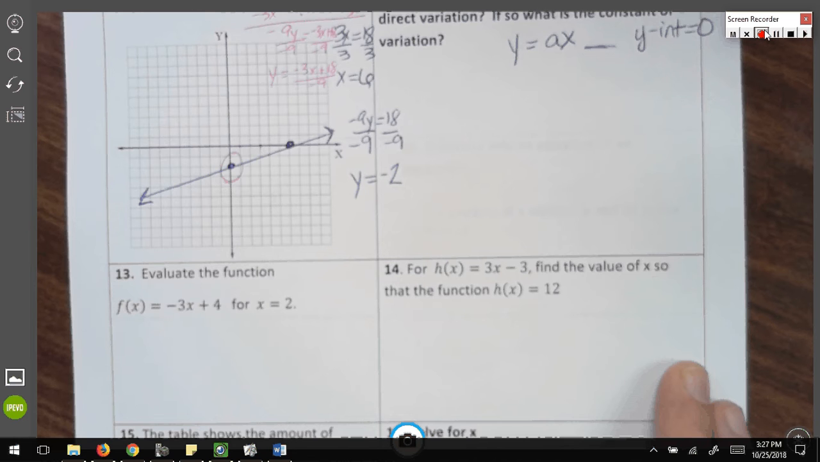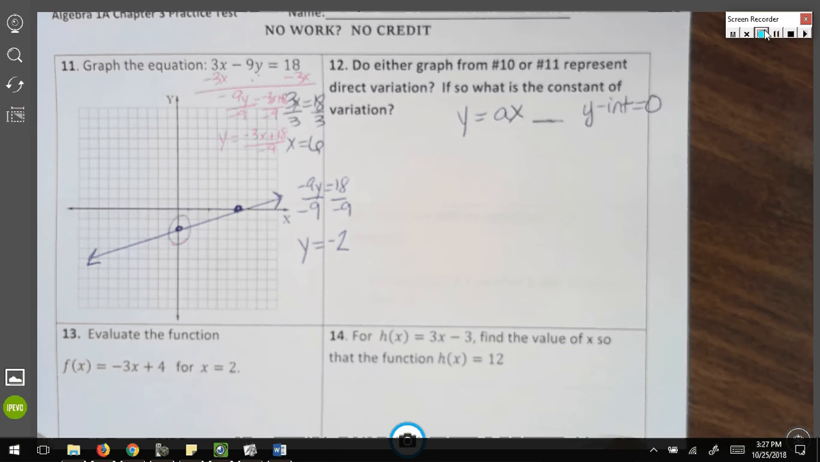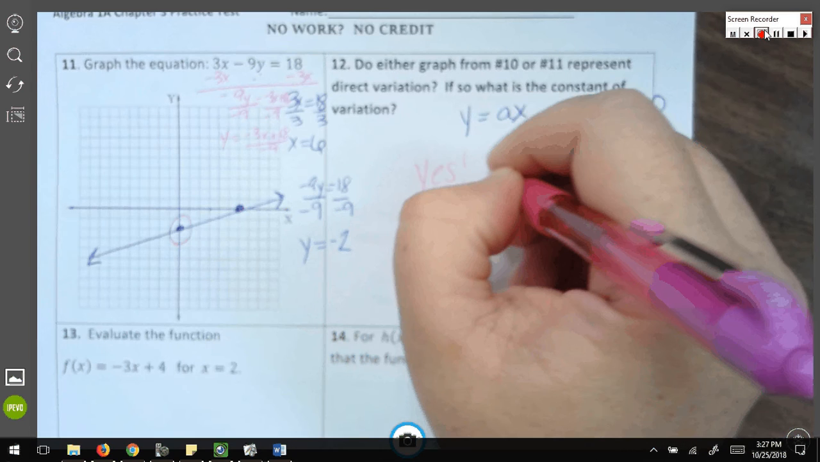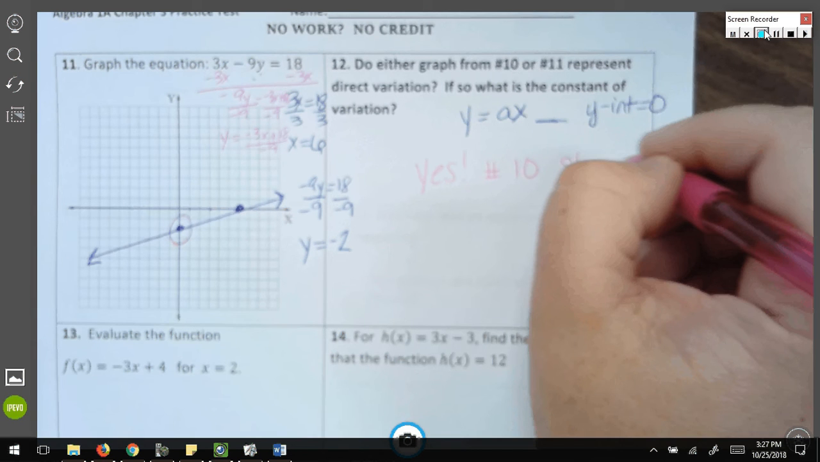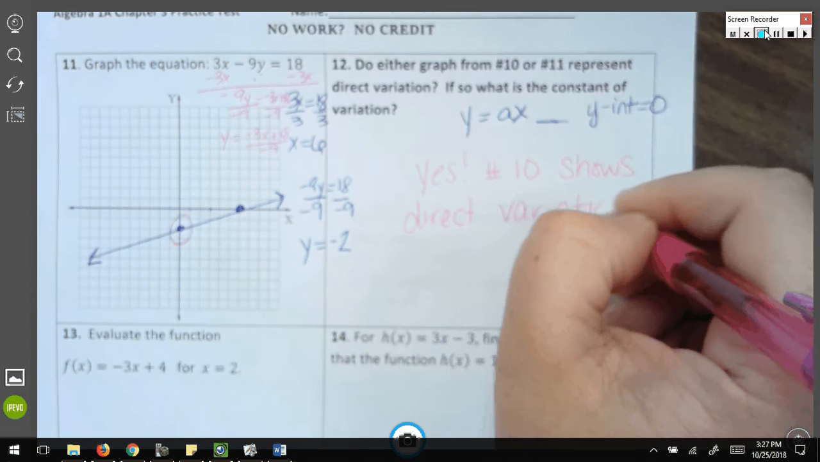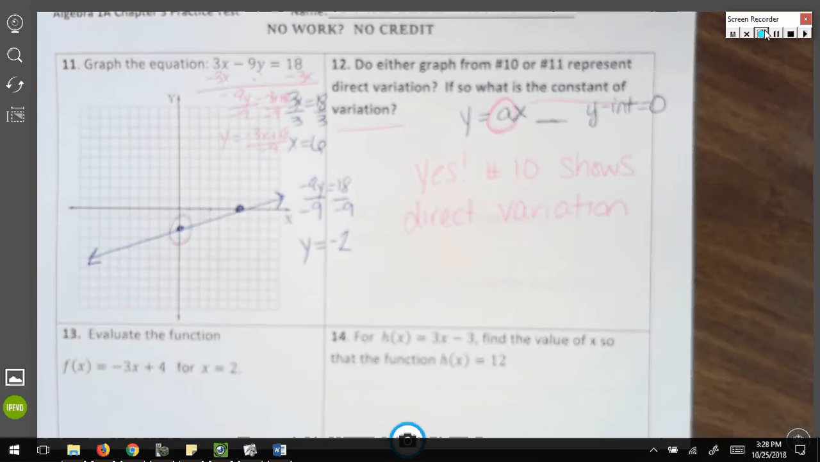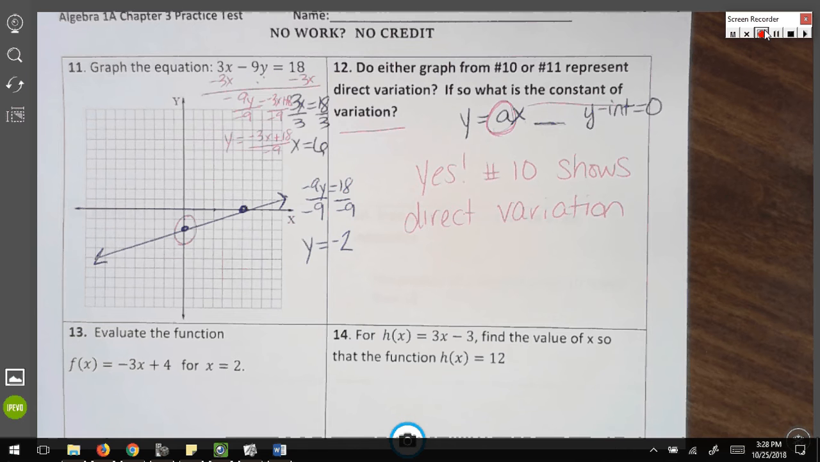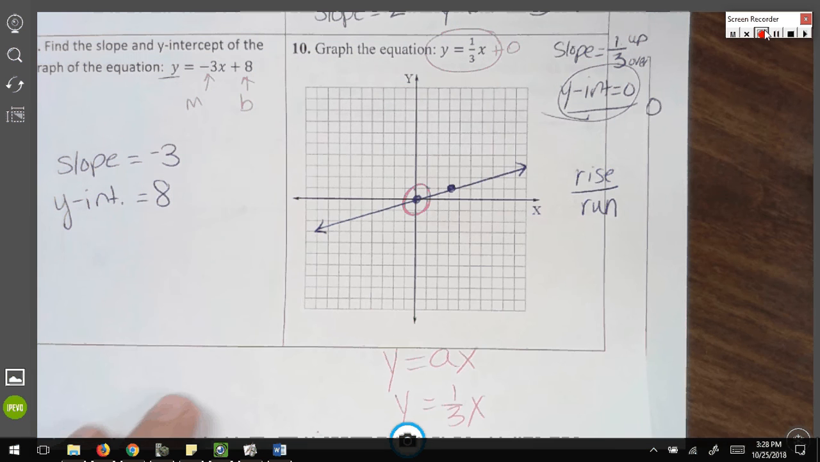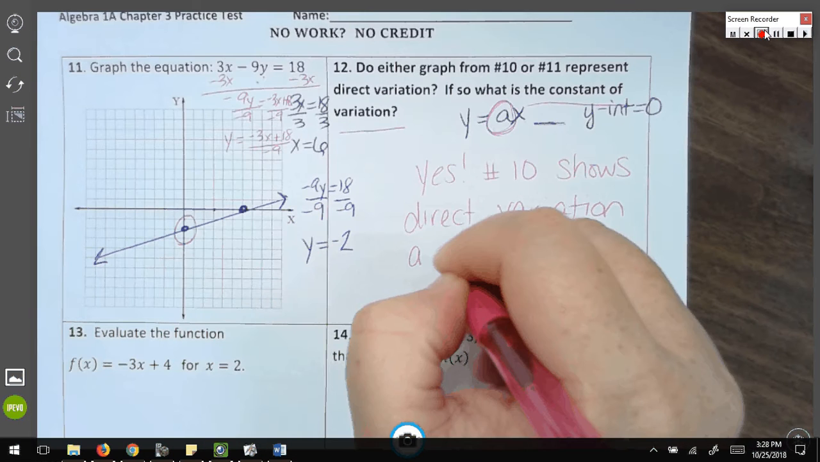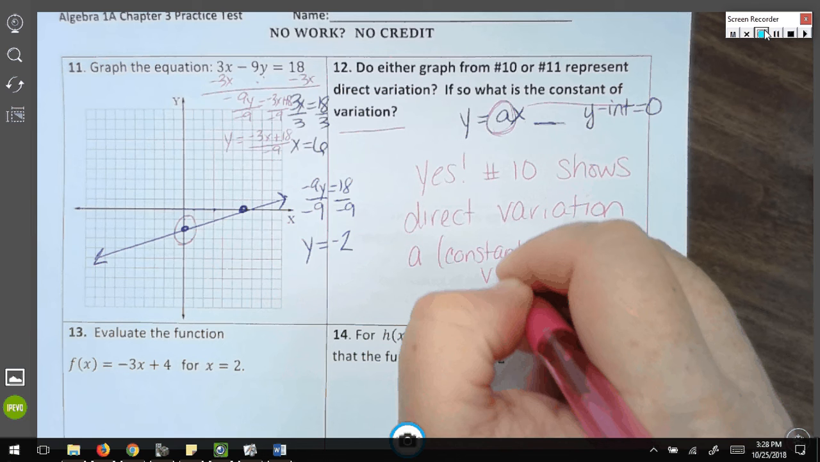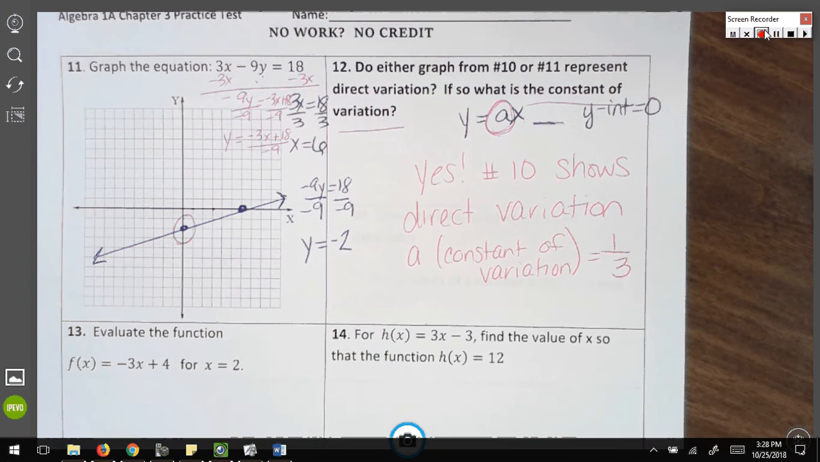So, for my question, do either of them represent direct variation? And if so, what's the constant of variation? Well, yes. In fact, number 10 represents direct variation. Okay, so again, what's your constant of variation? Well, that's just the a. That's the number that sits in front of the x. So looking back at number 10, 1/3 is my constant of variation. Okay, so a, or constant of variation, equals 1/3.